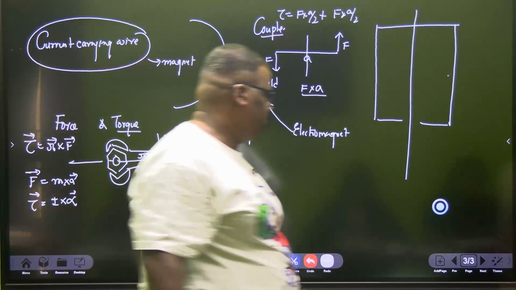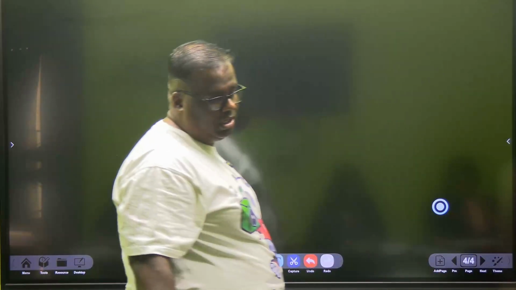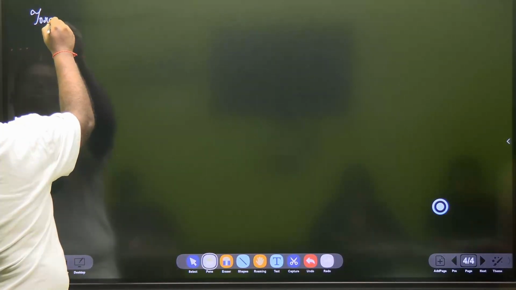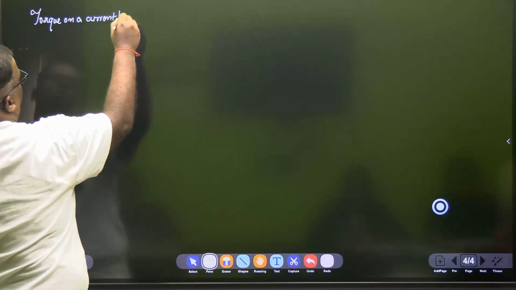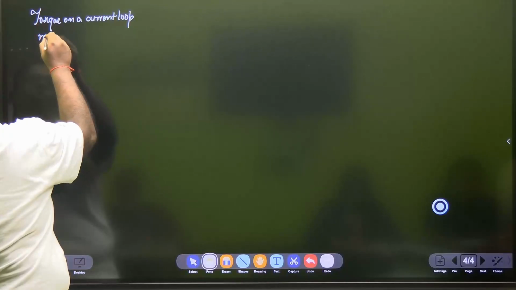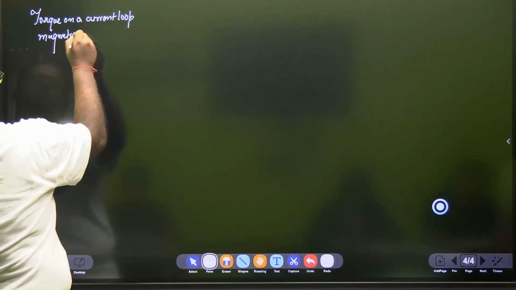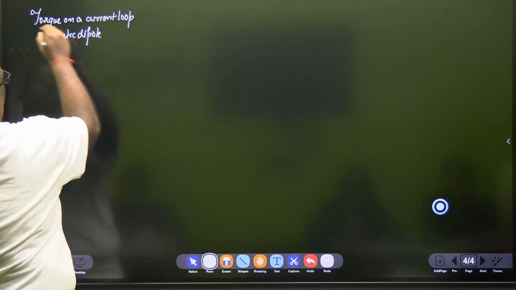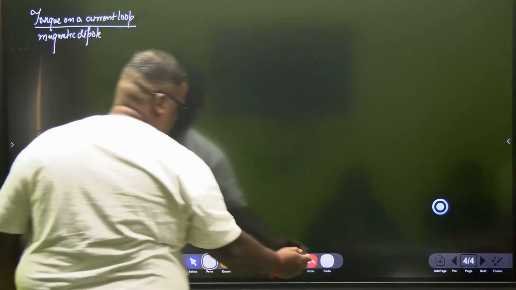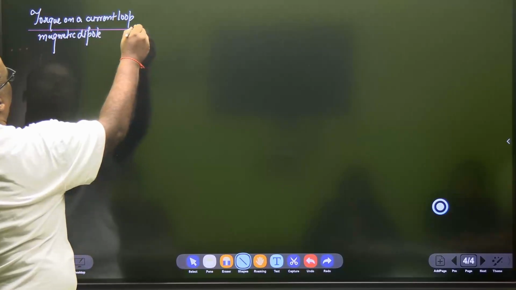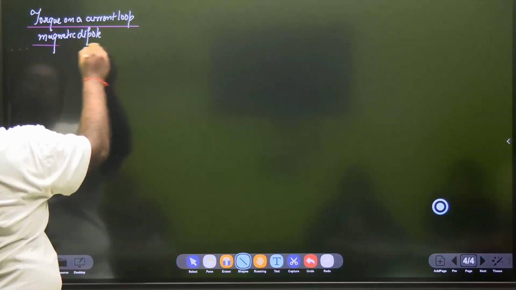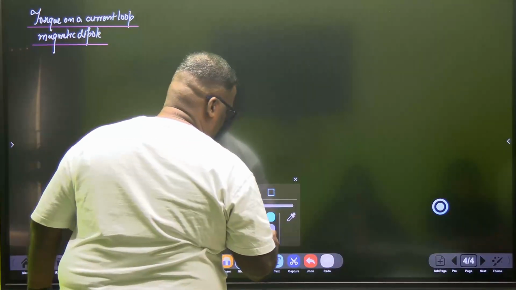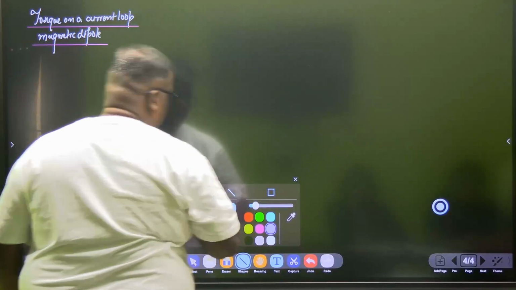Okay. So write down the topic: torque on a current loop and the magnetic dipole. The other topic along with this will be magnetic dipole. These two we're going to study. So let's make our diagram. Follow me as I make it.